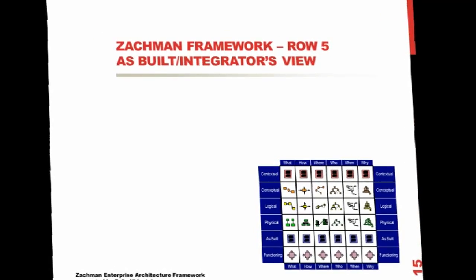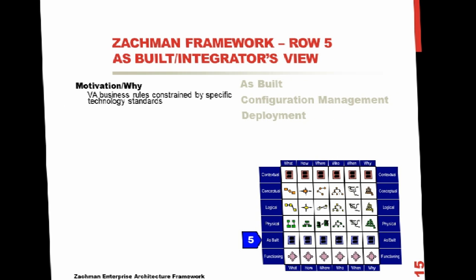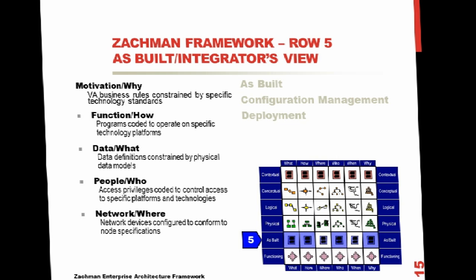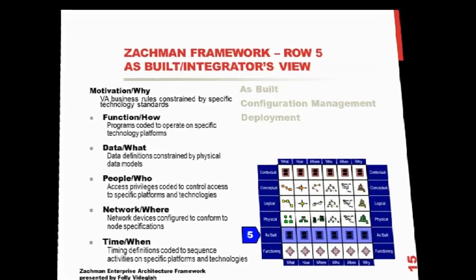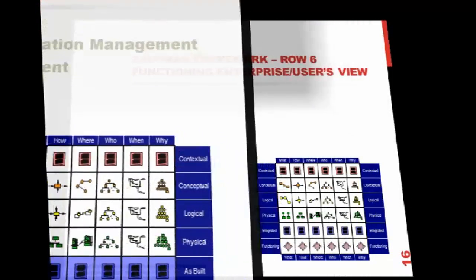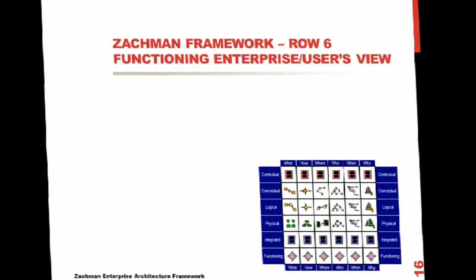Now we're tackling row 5. How can we integrate all that? The integrator view: configuration management and deployment, program code to operate on a specific platform, data definition constrained by the physical data model, access privilege coded in access code, network device configuration to conform to the node specification. Time and when is always there.